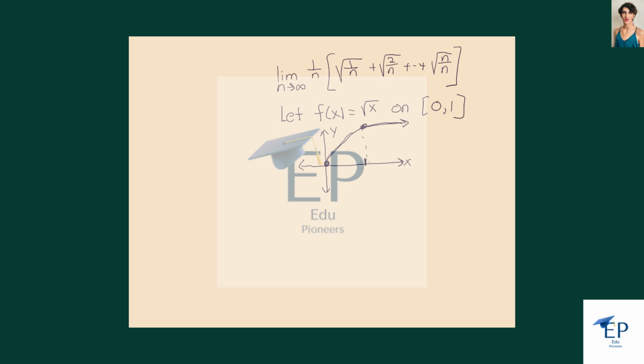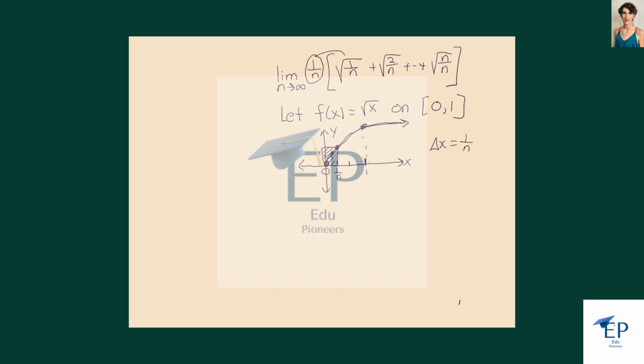And if we partition 0 to 1 into n subintervals of equal width, now your delta x is equal to 1 over n. That's this part. And then if we go out to the right endpoint, so this is 1 over n, I'm going to build a rectangle. Now, the area of that first rectangle is 1 over n times the square root of 1 over n.